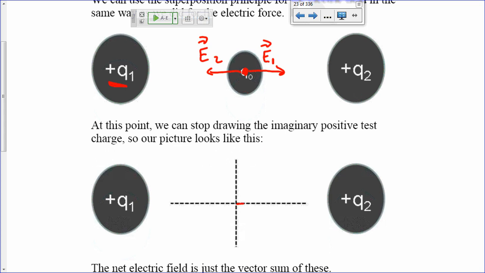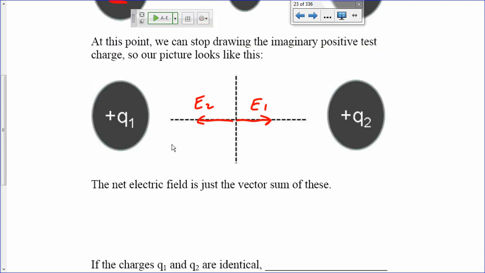We can say that our electric field in this direction is E1, and our electric field in this direction is E2. Then if we want to know the net electric field, it's just the vector sum. The net electric field due to a collection of charges, written as a vector sum, is going to be E1 minus E2, and that equals my net electric field.